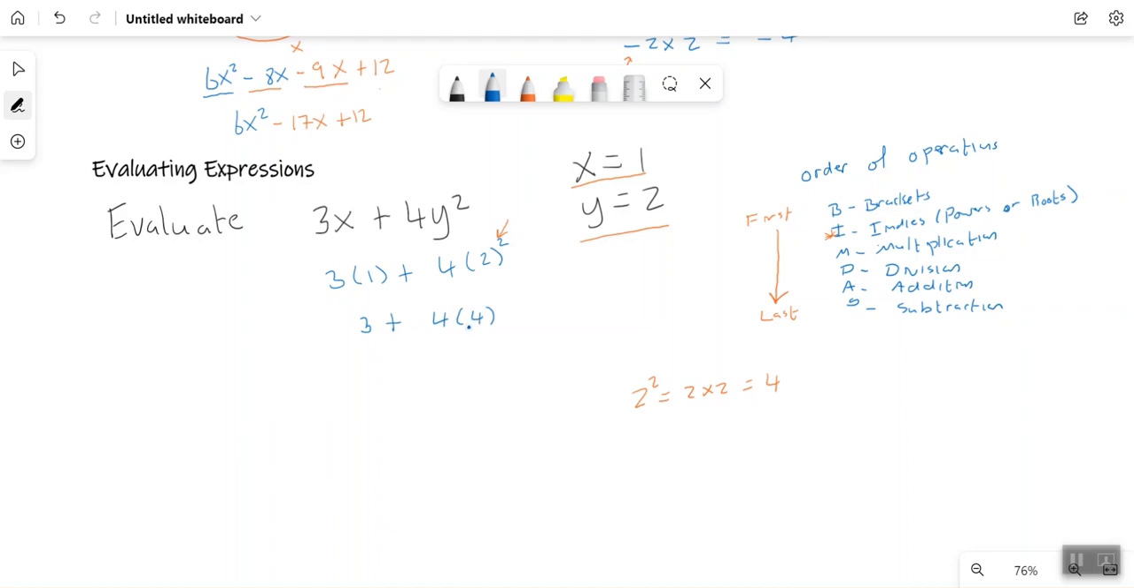And then we do this multiplication. So 4 multiplied by 4 is 16, so 3 plus 16 is equal to 19. Okay, so evaluating this expression, when x is equal to 1 and y is equal to 2, it evaluates to 19. So we are just substituting the values into the expression. So they're the main things that you need to know how to do in relation to this section in Algebra 1.